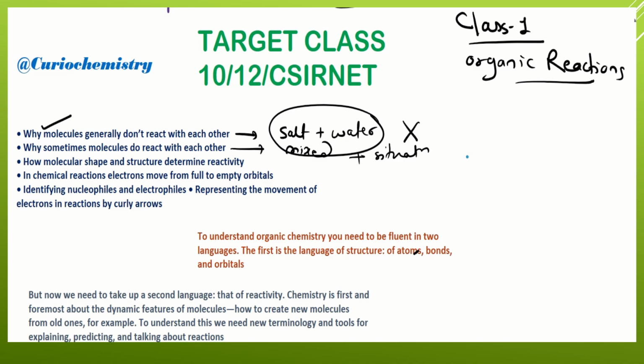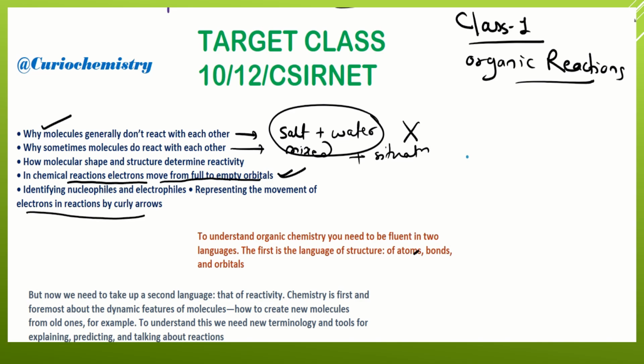In chemical reactions, what moves? Electrons move from full to empty orbitals, okay? Remember this line: in chemical reactions, electrons move from full to empty orbitals. You will see this. Then identifying nucleophiles and electrophiles. What is a nucleophile, what is an electrophile, we are going to understand at the end of this video. Then how to represent the movement of electrons in reactions by curly arrows. So we use curly arrows to show the movement of electrons.